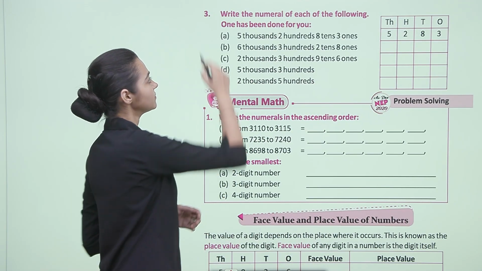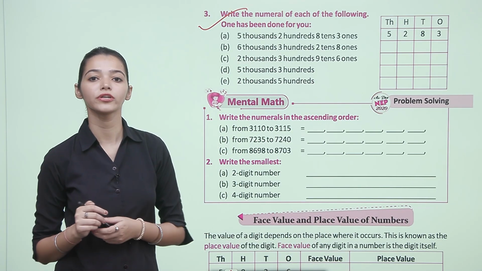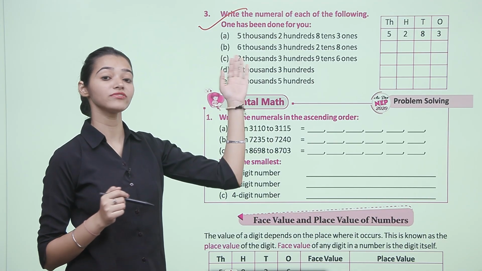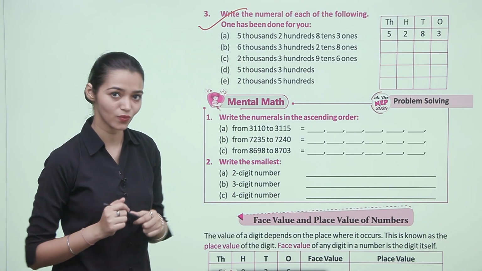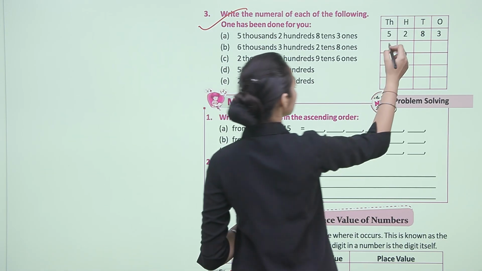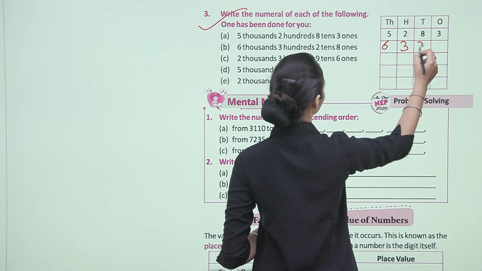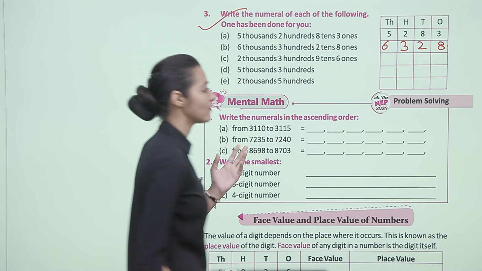Now in the next one, we have to write the numeral for each of the following. One has been done for you, 5200, 8 tens and 3 ones. So in the next one it will be 6300, 2 tens and 8 ones. That's how we have to complete it.